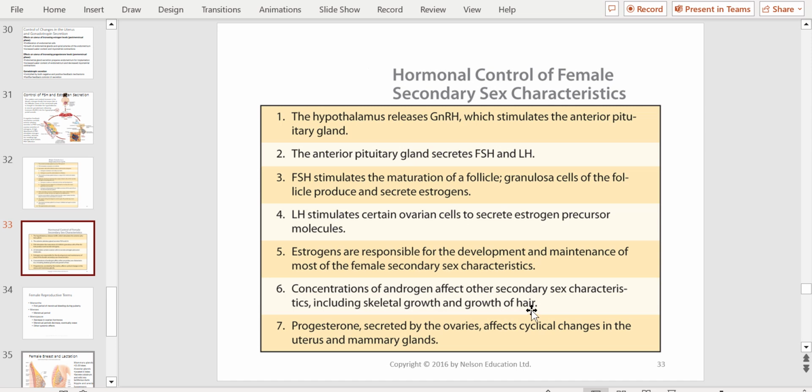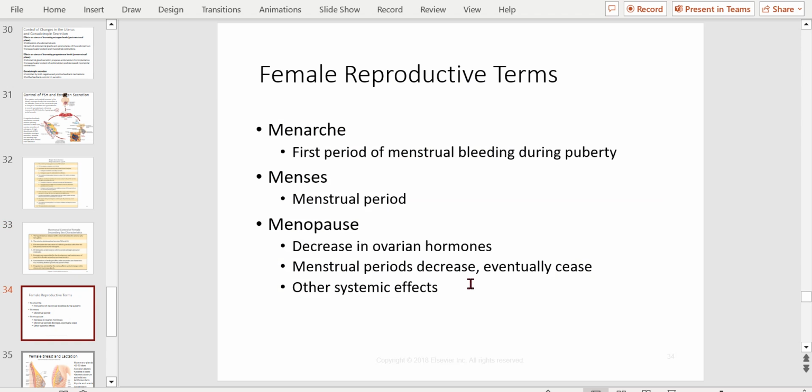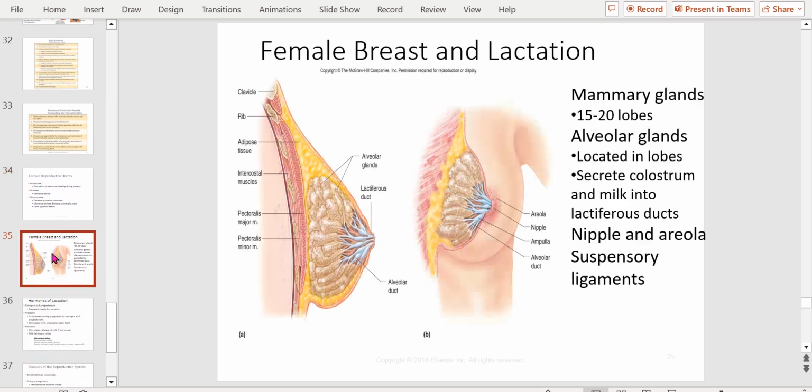Concentration of androgen affects other secondary sex characteristics, including skeletal growth and growth of hair. Progesterone, secreted by the ovaries, affects cyclical changes in the uterus and mammary glands. We're almost done. You're doing great. Some terms there to know. You might see them on a definition on a test.